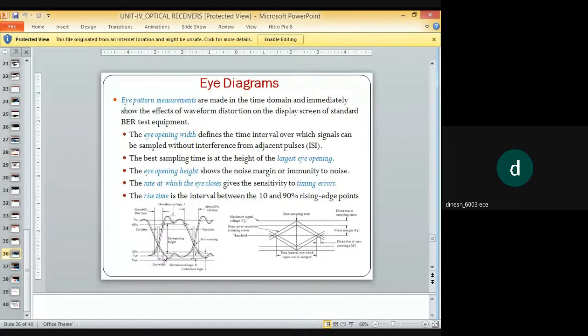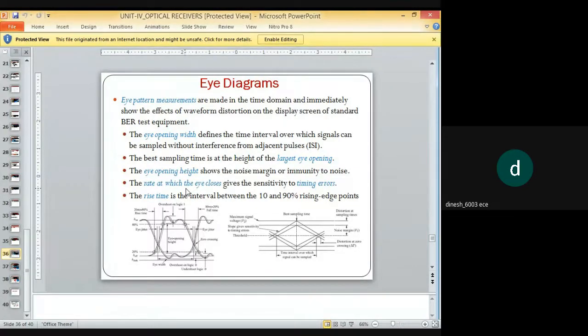So this is your eye pattern or eye diagram that is obtained in an optical receiver. Eye pattern measurements are made in the time domain and immediately show the effects of wave distortion on the display screen of standard BER test equipment.